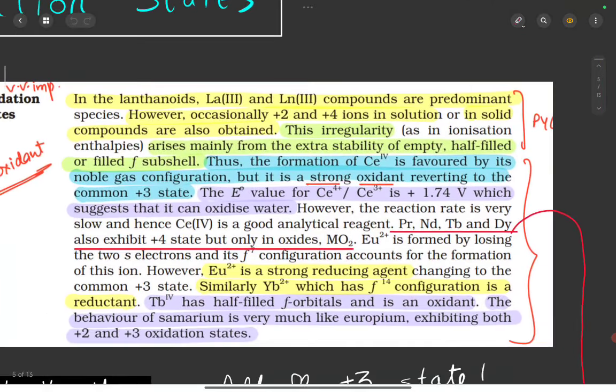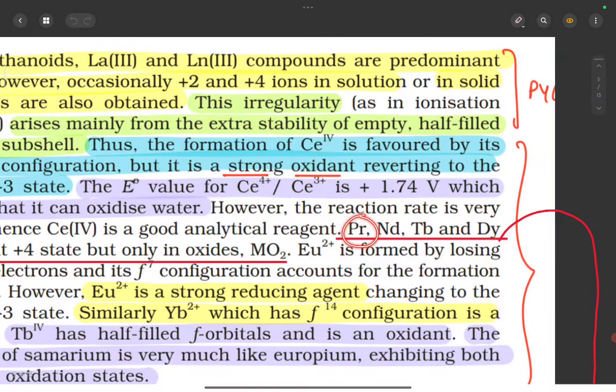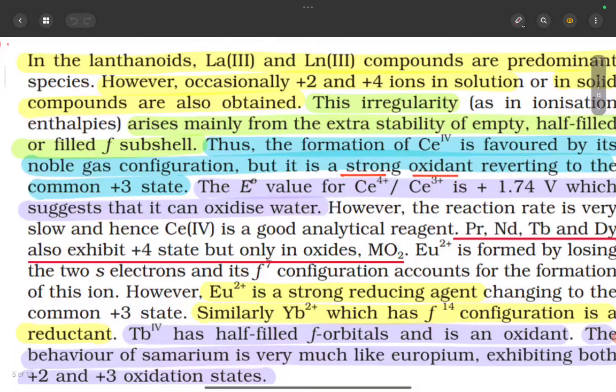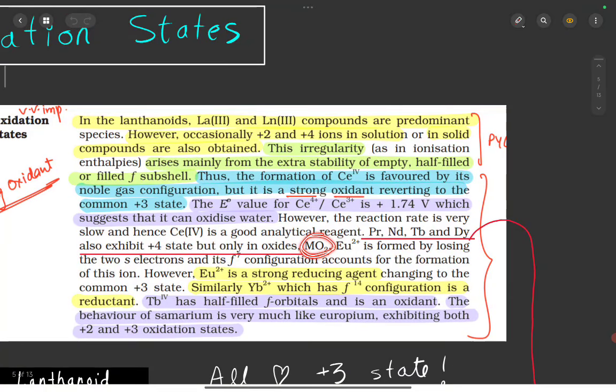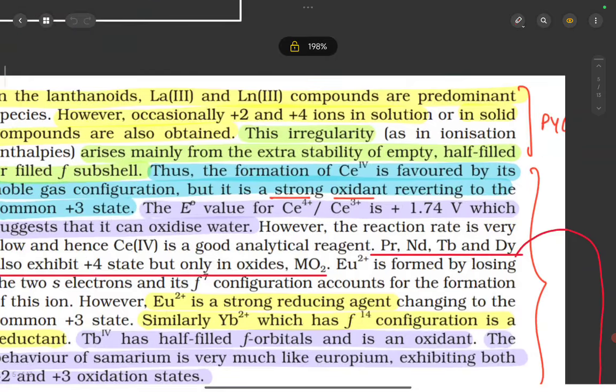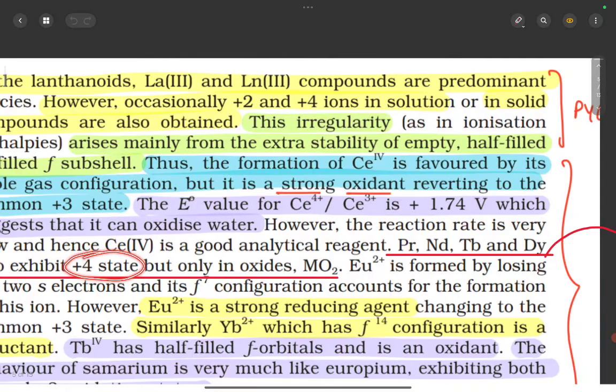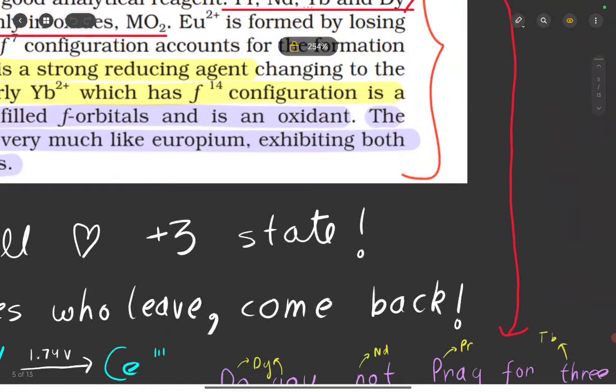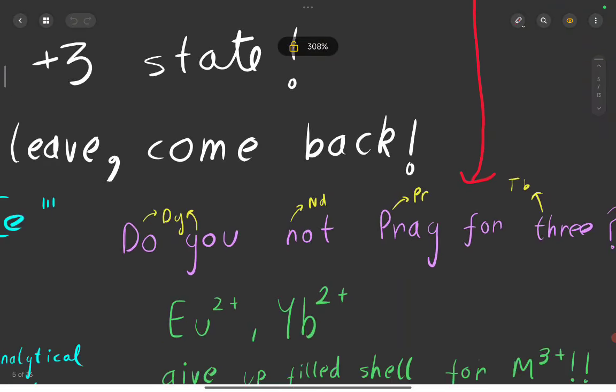Now, let's move ahead. Now, praseodymium, neodymium, no, wait, this was promethium, sorry. Promethium, neodymium, terbium, and dysprosium, they also exhibit +4 state, but only in oxides. You know, oxygen has an ability of stabilizing the higher oxidation states we studied in D block elements, and similar can be seen here. So, mnemonic is, do you not pray for 3?